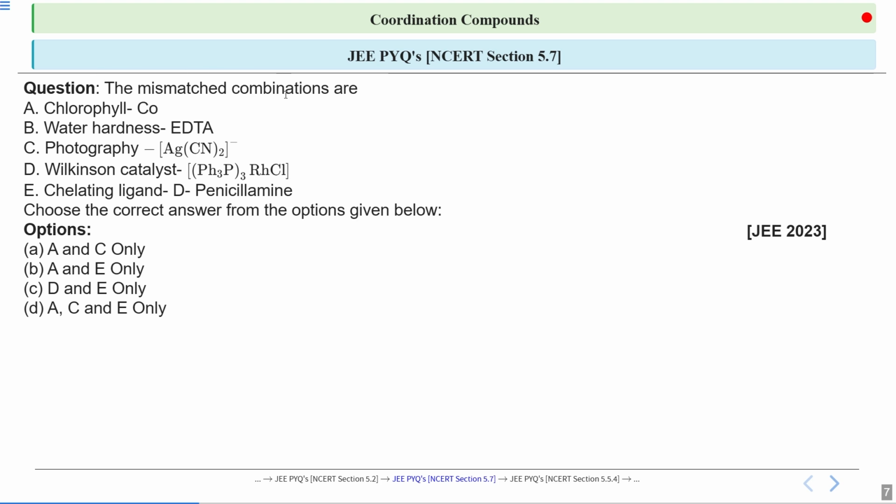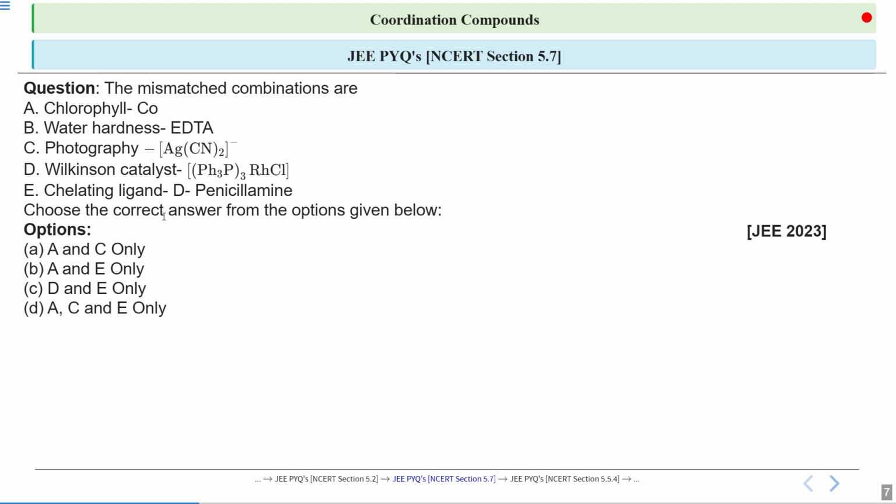You have to tell the mismatched combination, that means the combination that is not matching correctly. A: chlorophyll is matched with cobalt. B: water hardness is matched with EDTA. C: photography is matched with [Ag(CN)2]- complex anion. D: Wilkinson catalyst is matched with [(PPh3)3RhCl] complex. E: chelating ligand is matched with D-penicillamine.